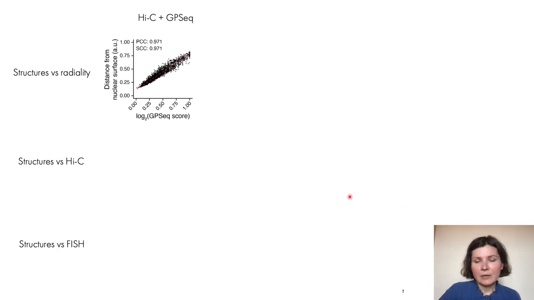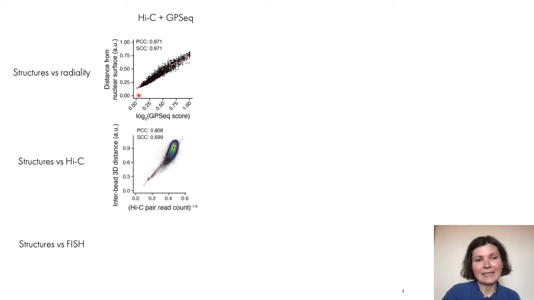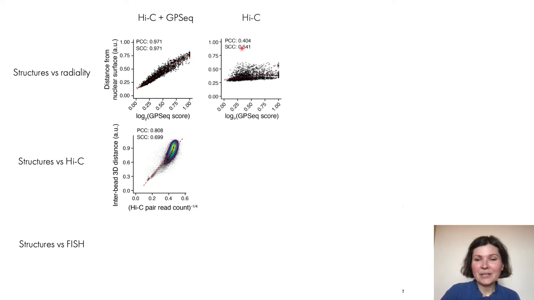When we looked at our structures from ChromFlock, we could see that they correlate very highly with our GPSeq maps, as expected, since we are using them to generate the structures, and they correlate very highly with the original Hi-C maps, again as expected, sort of a proof that we are doing something right here.